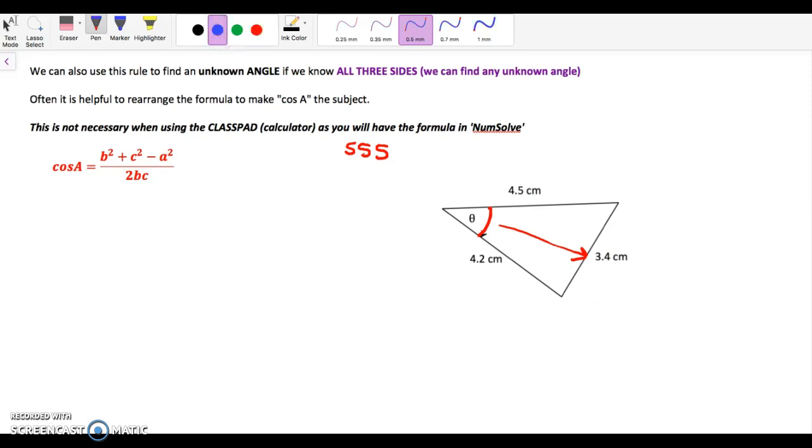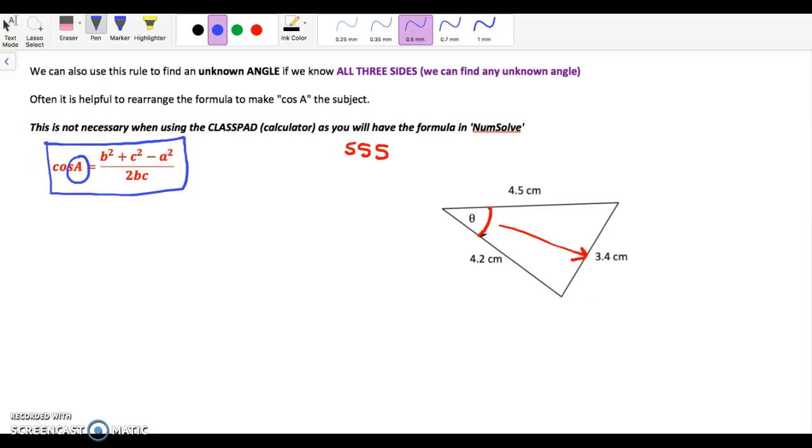So what I've done is just rearranged the cosine rule and made it so it is in terms of saying the cosine of the angle that we want to find is equal to. Now, we can also remember this rule in this format, but because we have a ClassPad, NumSolve works extremely well if we just put in the original cosine rule starting at a squared.